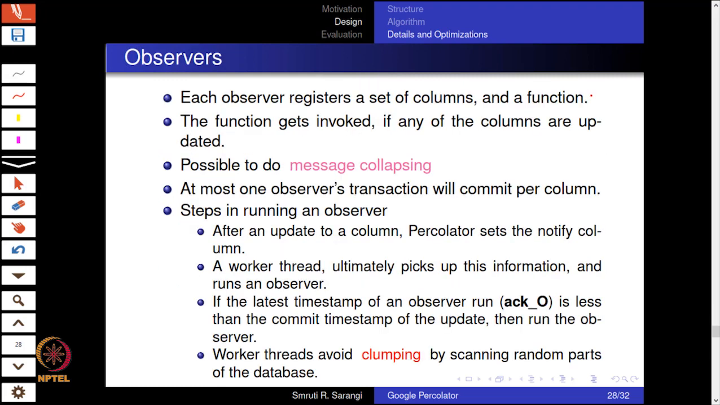So the main aim of having a Percolator kind of system was to have observers, in the sense that if one entry changes, then other entries will also change. So we want changes to percolate. What happens is that each observer registers a set of columns and a function. Maybe this can be shown better by drawing a more elaborate diagram.